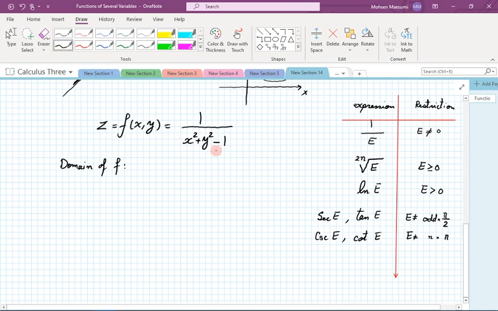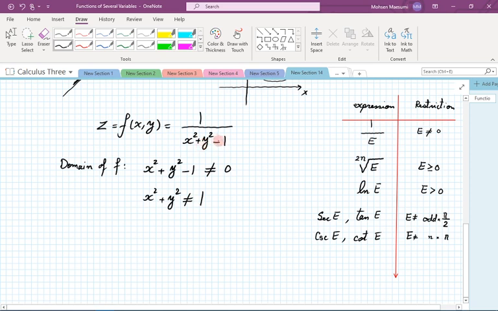Okay, let's go back here. So the domain of f is therefore all x and y such that the denominator stays away from 0. Let's write it a little bit more understandable. x squared plus y squared has to stay away from 1. Well, what is x squared plus y squared equal to 1? That is a circle. It's a unit circle. So what we are saying here is, you don't stand on the unit circle.